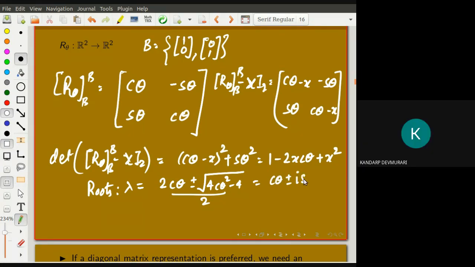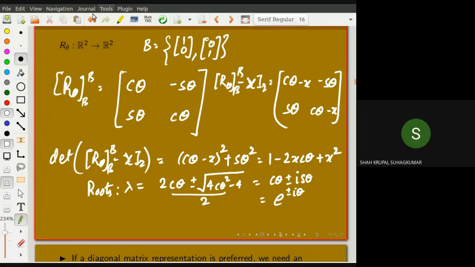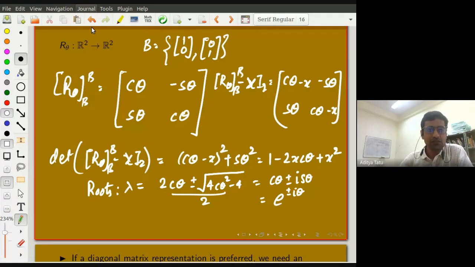Iota sin theta. Sin theta, that's it, right? So this is, as I think Raj pointed out, e raised to plus or minus i theta. These are the roots, right? Is everybody on the same page? Yes, sir. Yes.